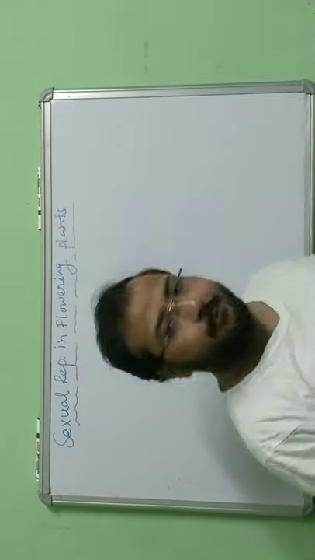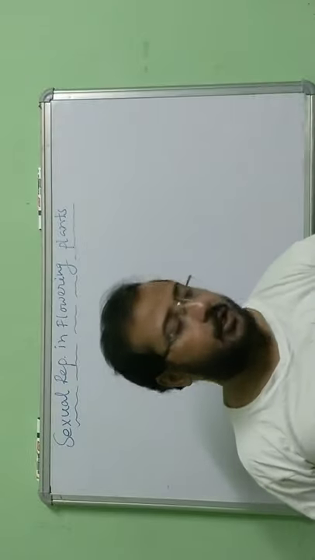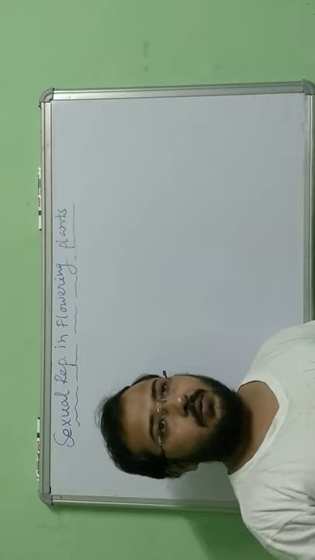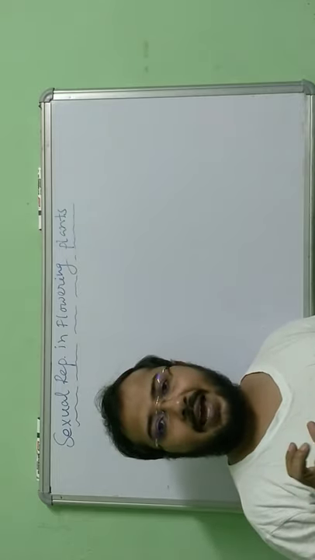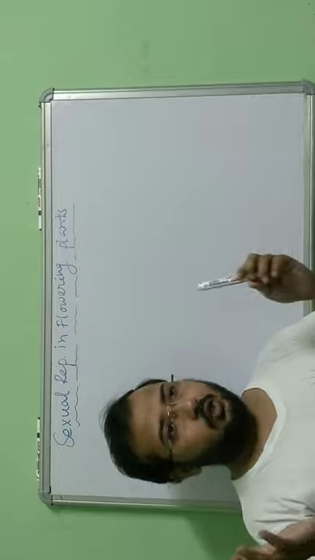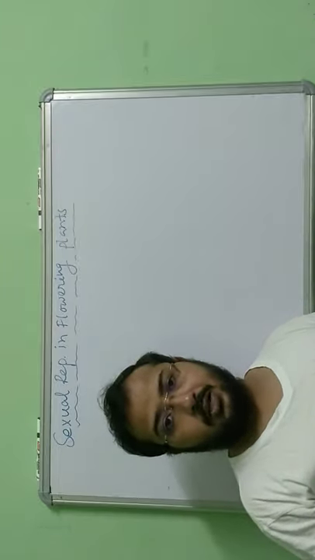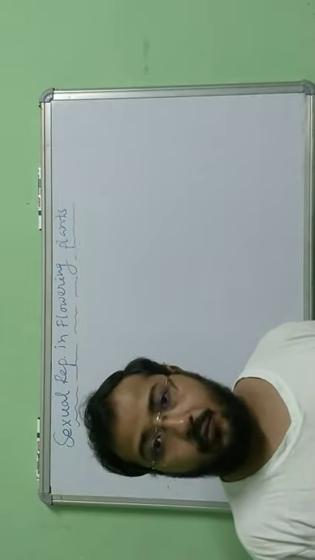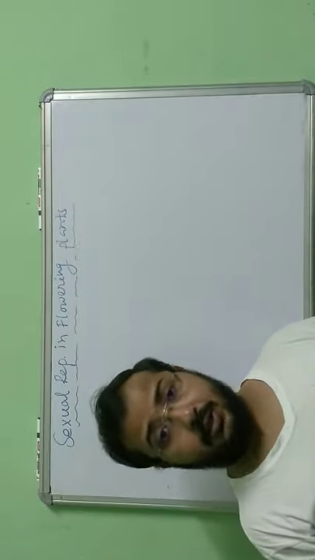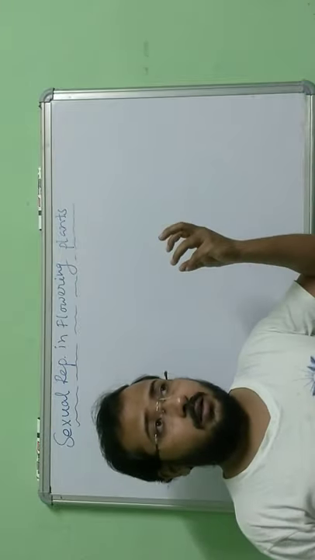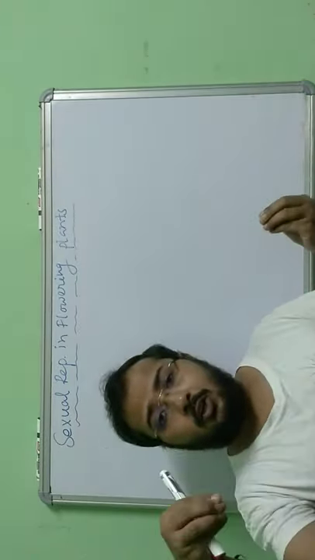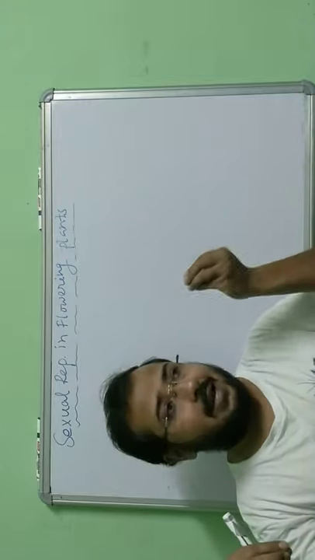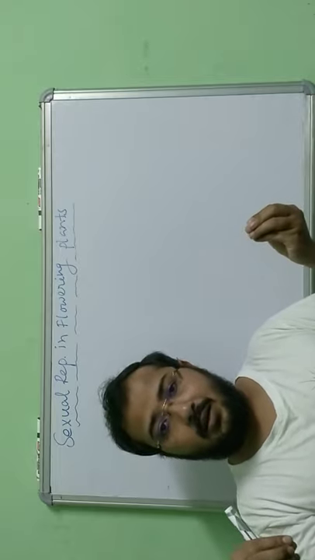Our next topic is pollen-pistil interaction. In pollen-pistil interaction, what happens is that the stigma, or the pistil, you can say, has the capacity to recognize or identify the pollen grain, whether it is of the same type or it is different. The pollen grain which is going to land on the stigma has to be of the same species. It has to be the same as the pistil.